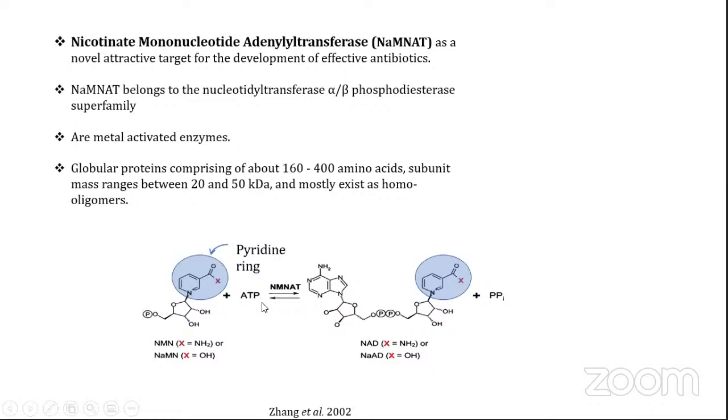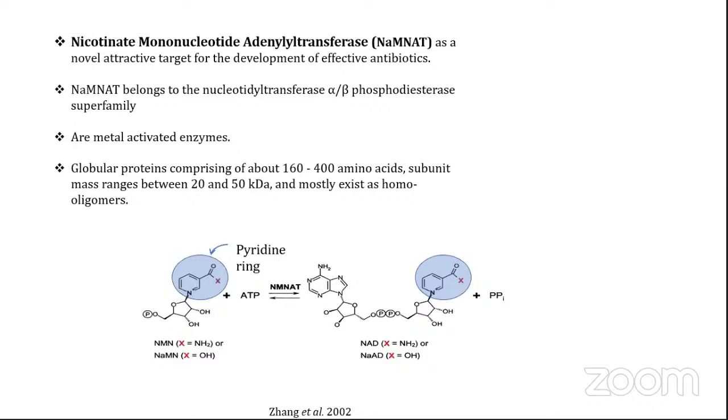Then it's also important to know that this enzyme is characterized by a highly conserved HTXGH signature motif and the presence of a Rossmann fold. Besides, this enzyme is a metal-activated enzyme. It requires magnesium in order to function effectively, although studies have shown that besides magnesium, a couple of divalent metals have also shown activity with this enzyme.